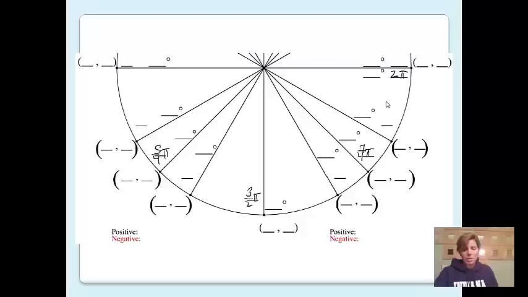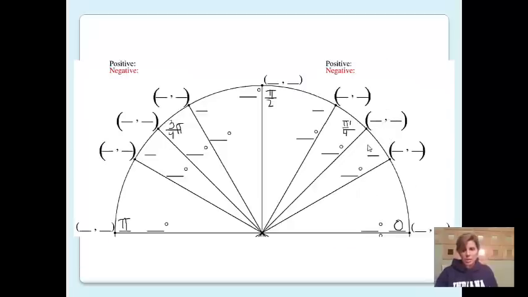All right, the next thing that I'm going to do is deal with the sixths. So this is going to be pi over 6. The next one would be 2 pi over 6, which reduces to pi over 3. The next one is 3 pi over 6, which reduces to pi over 2. The next one is 4 pi over 6, which reduces to 2/3 pi. The next one is 5 pi over 6. The next one would be 6 pi over 6, which reduces to pi.